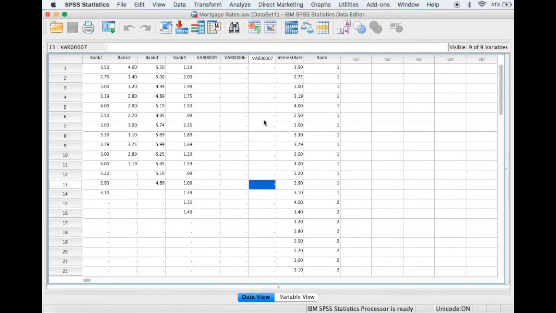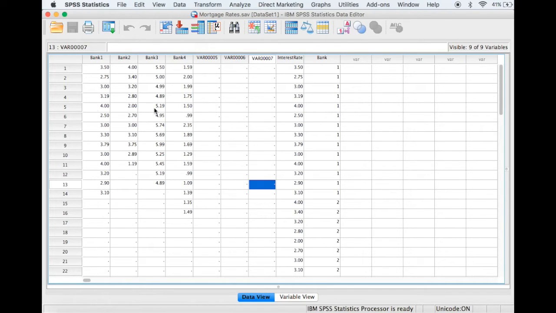On the left hand side we've got the raw dataset, and what I've done is I've transformed the data so that we've got all the mortgage interest rates in one column here. Then I've associated a factor that corresponds to the bank number in this column. And this makes performing the test in SPSS more straightforward. We want to test to see if there's a significant difference between the mean mortgage interest rates charged by these different banks. And the one-way ANOVA procedure is a possible way of doing this.